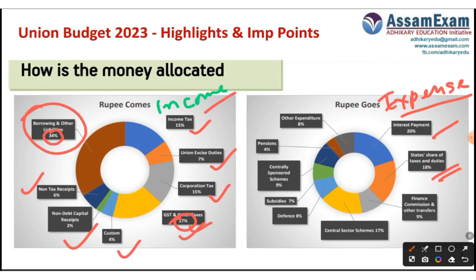Then come central sector schemes. So many schemes the government of India releases, and in those schemes, the government of India invests around 17% of the total expenditure. Then comes finance commission and other transfers, which is again 9%. Then other centrally sponsored schemes, which are sponsored by the center but run by state governments. So for those schemes also, the government of India has to bear the expenditure. Then in defense, the government spends around 8%. In other expenditure, another 8%. Some subsidies, so many subsidies the government of India gives to citizens. This is also 7%. Then in pension, another 4%.